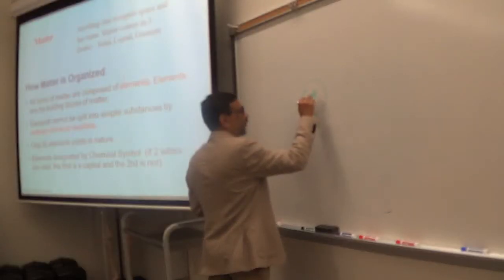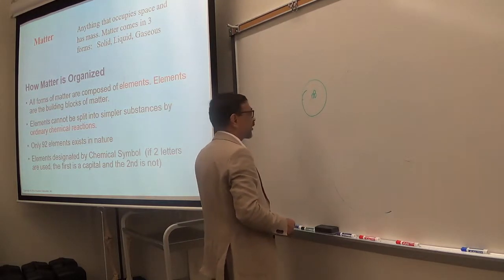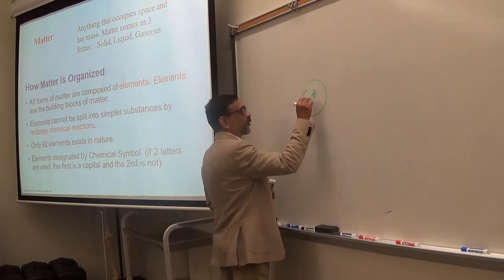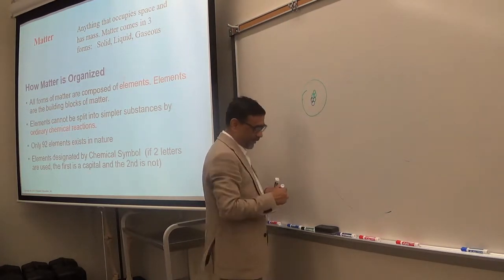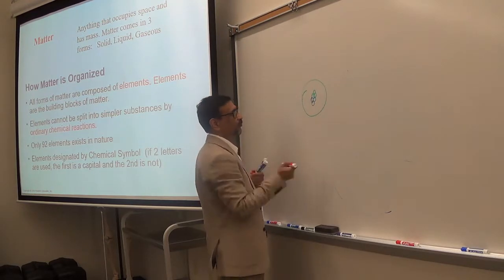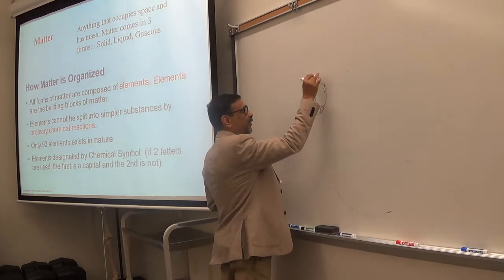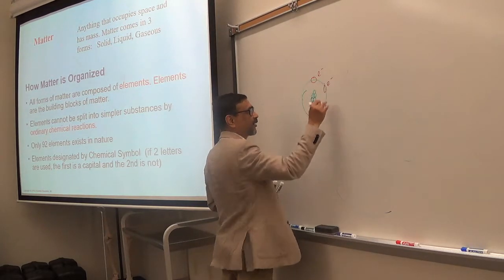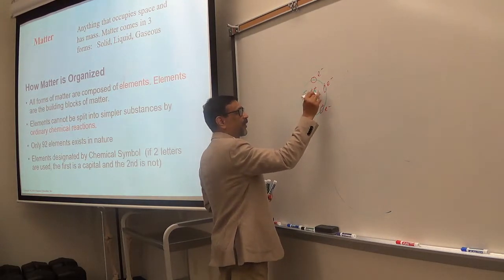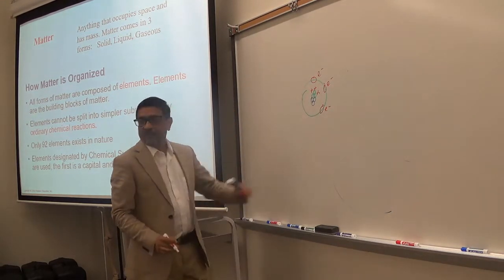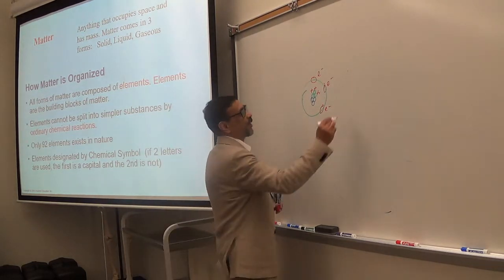So how many neutrons should it have? 3. Same number, right? So let me use another color. So 3 protons, 3 neutrons, and 3 what? Electrons. 1, 2, 3. Electrons are negative. Protons are positive. Okay. So this is neutral, right? Same number of positive and negative.